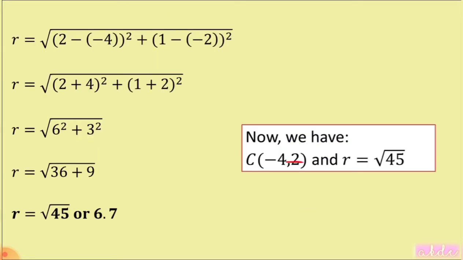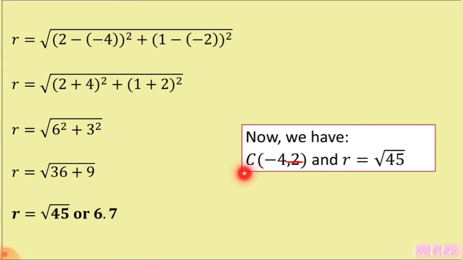So when we substitute, we have the square root of (2 minus negative 4) squared plus (1 minus negative 2) squared. So 2 minus negative 4: negative times negative is positive, so it becomes 2 plus 4 squared, plus again 1 minus negative 2, which is 1 plus 2. So we have 2 plus 4 is 6 squared, 1 plus 2 is 3 squared. 6 times 6 is 36, 3 times 3 is 9. So the square root of 36 plus 9 is the square root of 45. Since 45 is not a perfect square, when we convert it to decimal, it is almost 6.7.